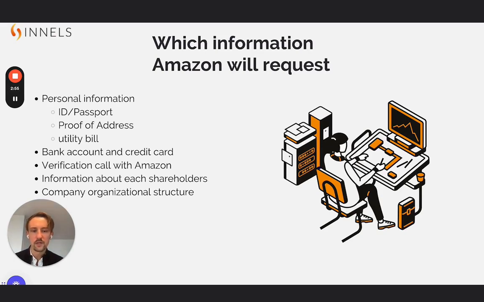It's also very important to say that if you have many shareholders, you will need to have personal information for each of them. And also if you are owned by different companies, or it's a daughter company, or there is some certain company structure, it might get a bit more difficult, and Amazon might request the company organizational structure. But again, we will help and show you where you can find it.